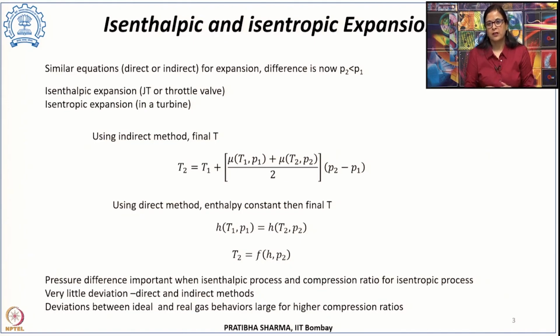The difference is that when we consider the process to be isoenthalpic, the pressure difference P2 minus P1 becomes important. However, when we consider it to be an isoentropic process, then the compression ratio P2 by P1 becomes more important. Again, the deviation between the two methods, whether it is the direct method or the indirect method, is very small. However, a huge deviation is obtained when we consider the gas to be ideal or a real gas, and this is specifically higher for higher compression ratios, when P2 by P1 is high.